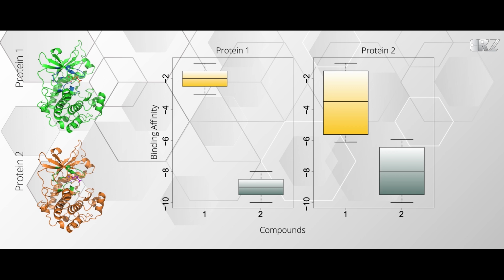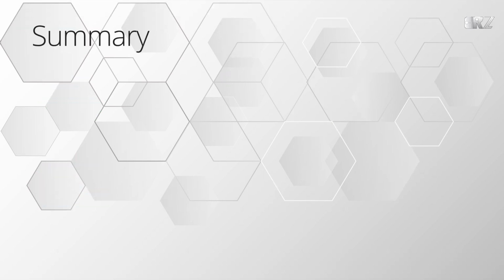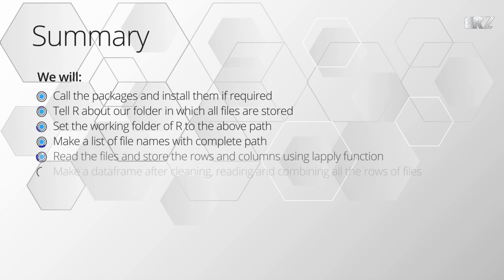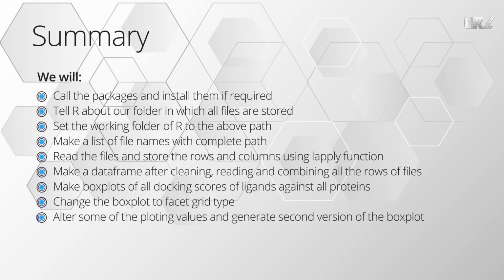In this regard, it is important to know that we want to generate the box plots from the files in which all of the values of the compounds have been saved. So here's the summary of logical steps which are then translated into the code ahead in the rest of the video. So what will we do?